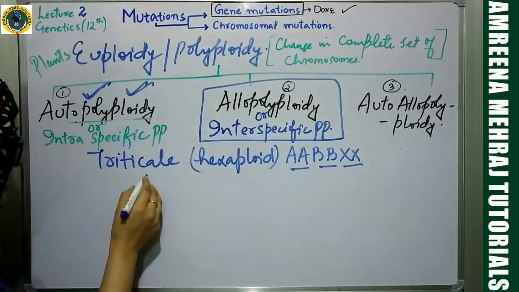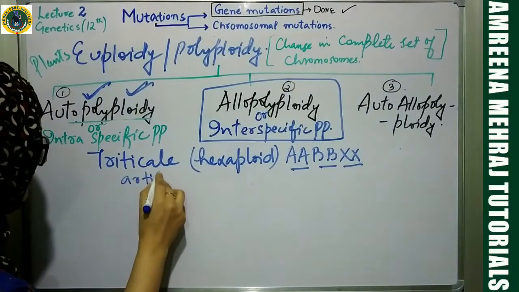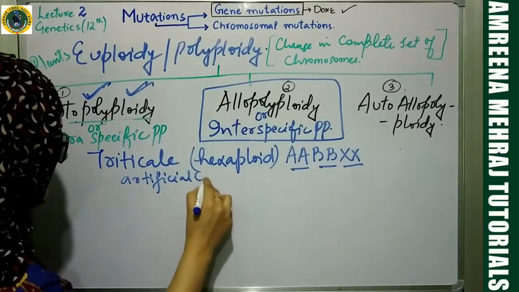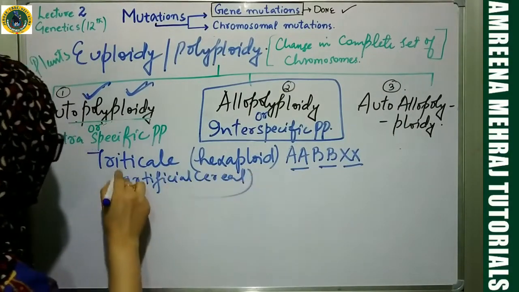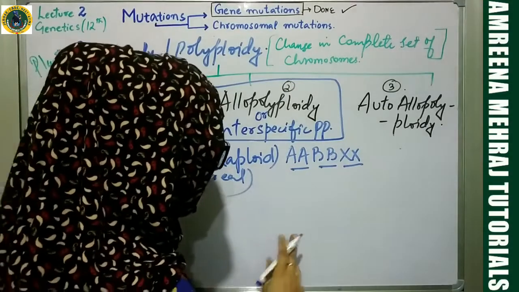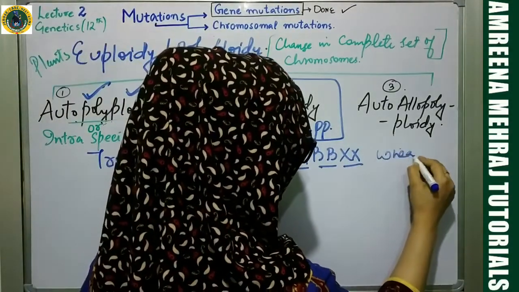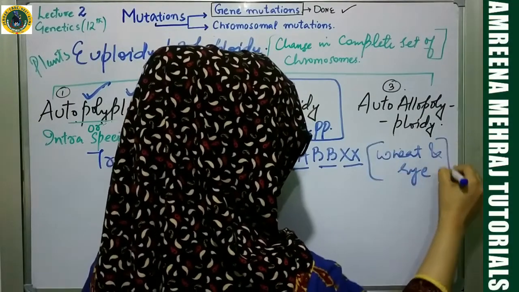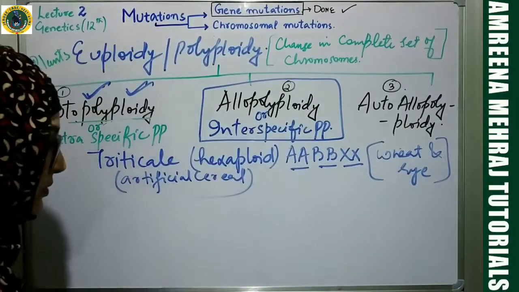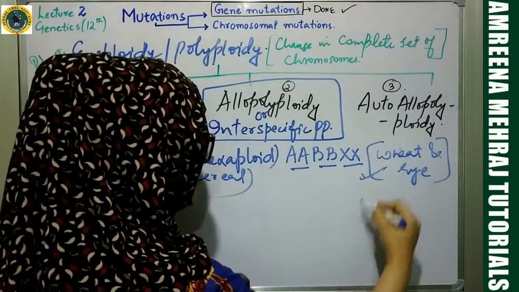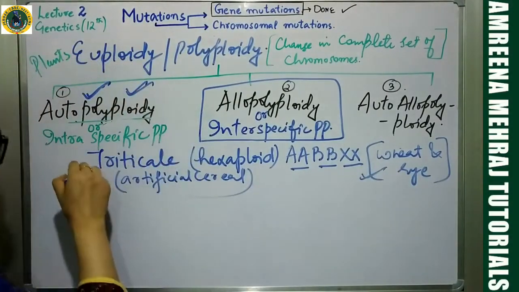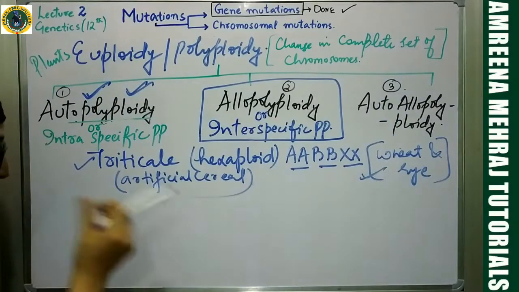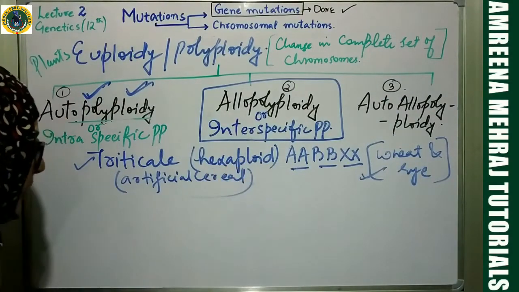It's a hexaploid. It's obtained by doing a cross between... It's not a normal cereal. It's an artificial cereal. Remember this also. It's an artificial cereal which has been produced by doing a cross between wheat, which is natural wheat, and rye. When a cross was done between wheat and rye, the species and this plant triticale was obtained, which was a hexaploid.